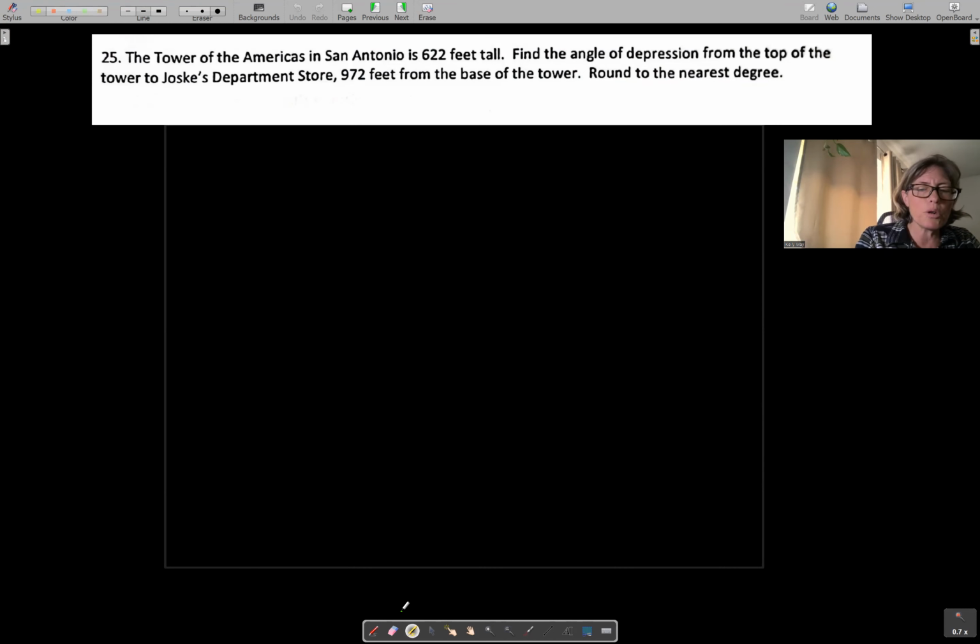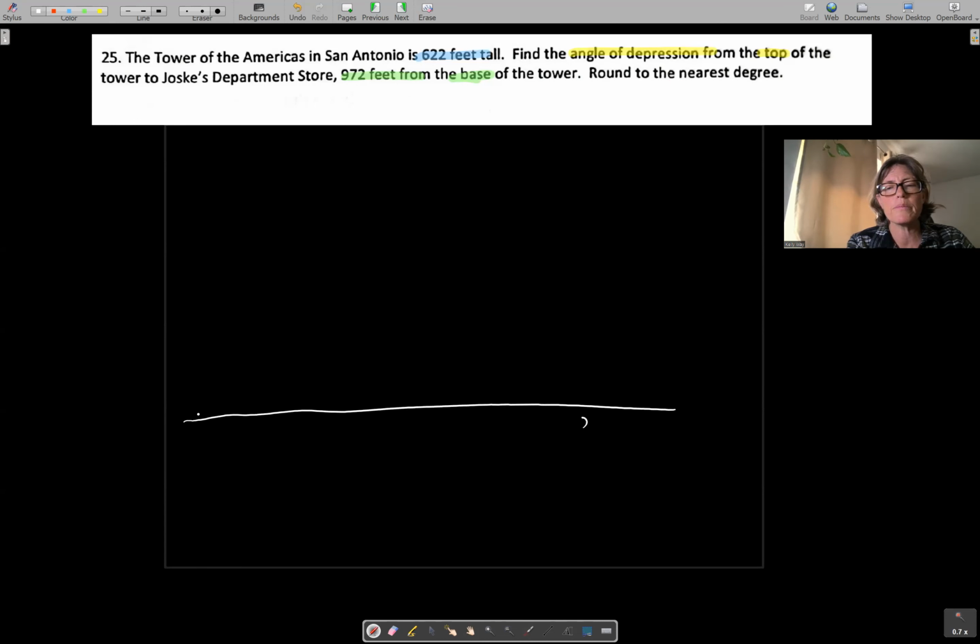Let's highlight our key words here. We have a tower. The tower is 622 feet tall. We're trying to find the angle of depression, top of the tower to Jake's department store. Jake's department store is 972 feet away from the base of the tower. The land problem, so we're going to establish a ground line. Start with that tower.